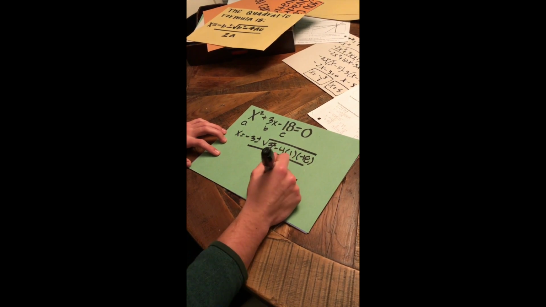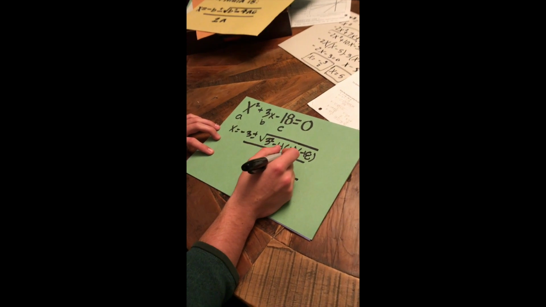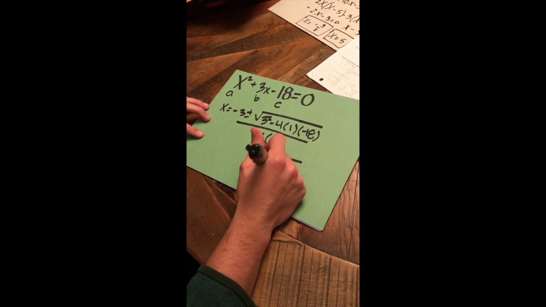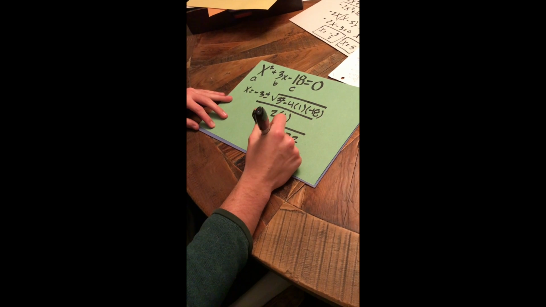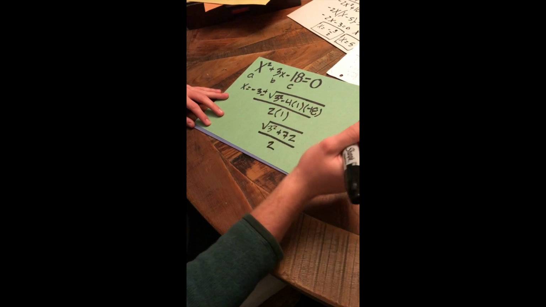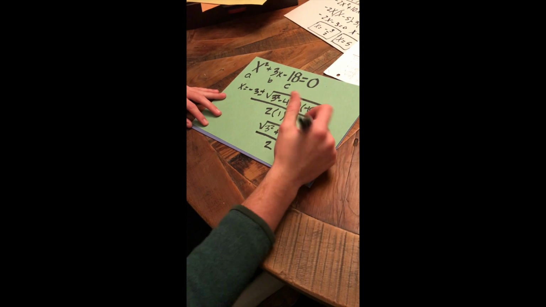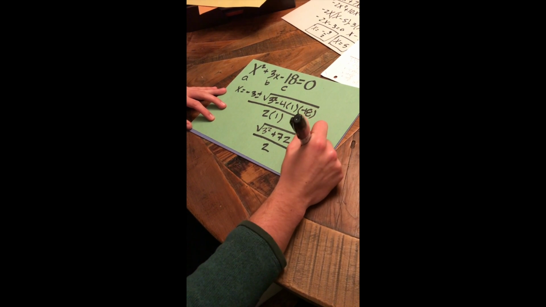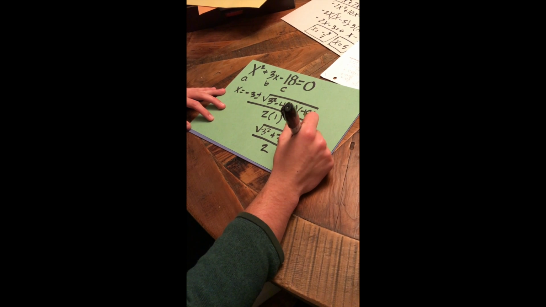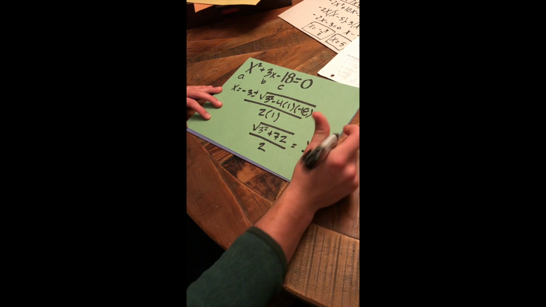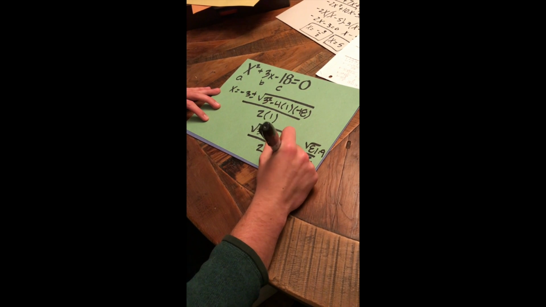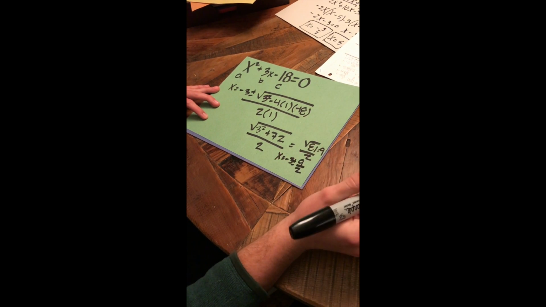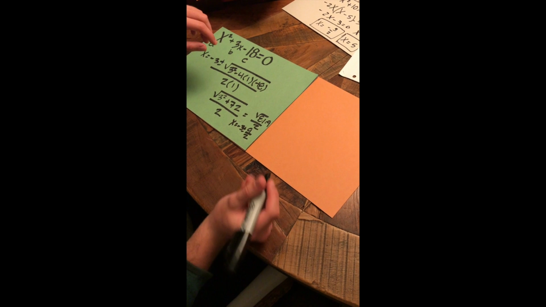So 3 squared, negative 4 times 1 is negative 4, and negative 4 times negative 18 is 72, all over 2. So the square root of, that's 9 plus 72, which is the square root of 81 over 2. And the square root of 81 is 9. So then you have x equals negative 3 plus or minus 9 over 2.